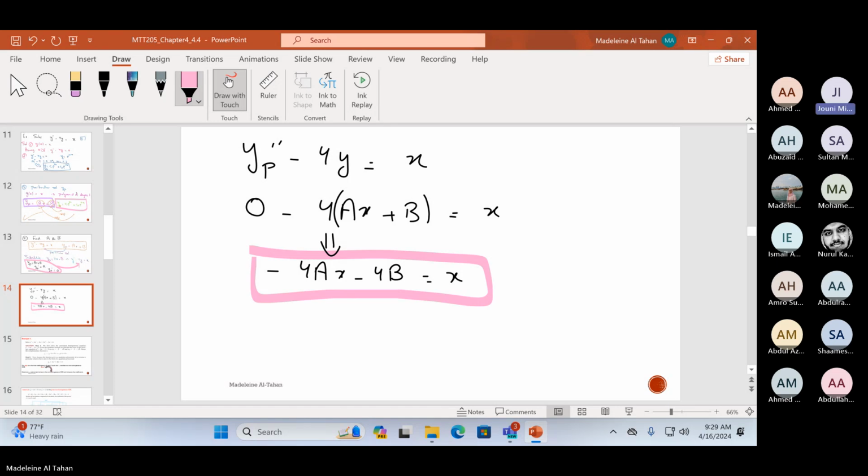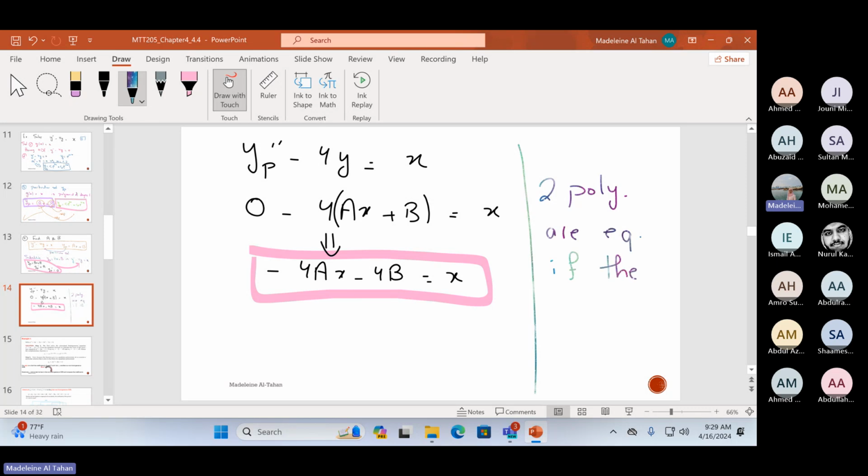You take the coefficients of it: negative 4ax equals x. And for negative 4b, there is no coefficient on the right, so it will be equal to 0. So what you are saying exactly is that two polynomials are equal if their corresponding coefficients are equal.